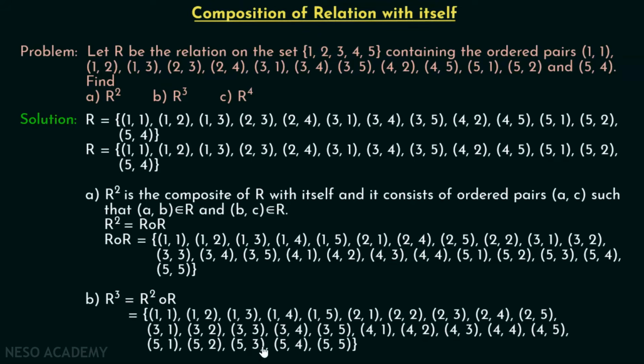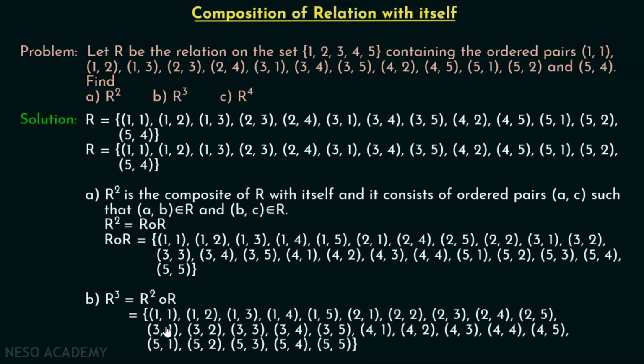These are all the ordered pairs included in R cube. And you can verify this on your own, right? 1 1 must be included, 1 2, 1 3, 1 4, 1 5, 2 1, 2 2, 2 3, 2 4, 2 5, 3 1, 3 2, 3 3, 3 4, 3 5, 4 1, 4 2, 4 3, 4 4, 4 5, 5 1, 5 2, 5 3, 5 4, 5 5. These ordered pairs must be included in R cube, right? For this you have to find the composition of R square with R, okay? And here you can see that this is the composition of R square with R, that is R cube.